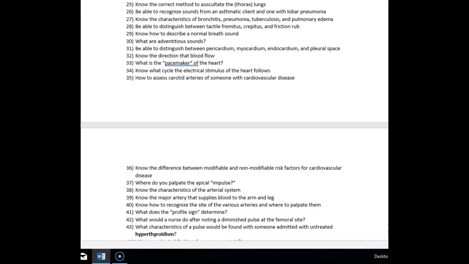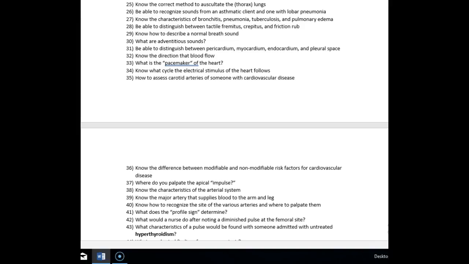We know that the SA node is the pacemaker of the heart. Everybody knows the SA node is the pacemaker of the heart. Then you have to know the cycle the electrical stimulus of the heart follows. Know the SA node, near the superior vena cava, initiates an electrical response. SA node, superior vena cava.